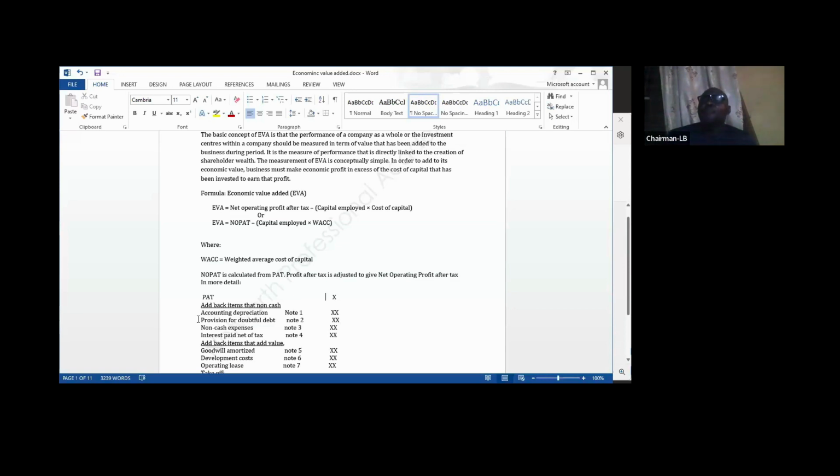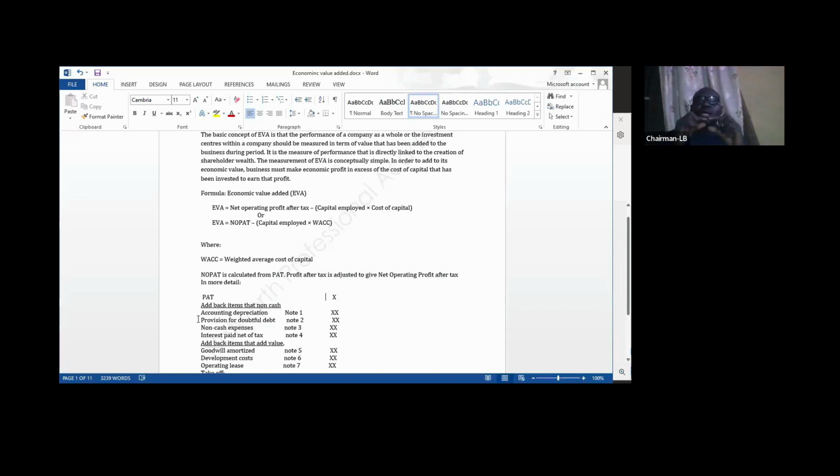We now make provision for likely doubtful debt. In reality, there is no cash involved in that provision. All provisions are accounting conventions. They do not represent cash flows.